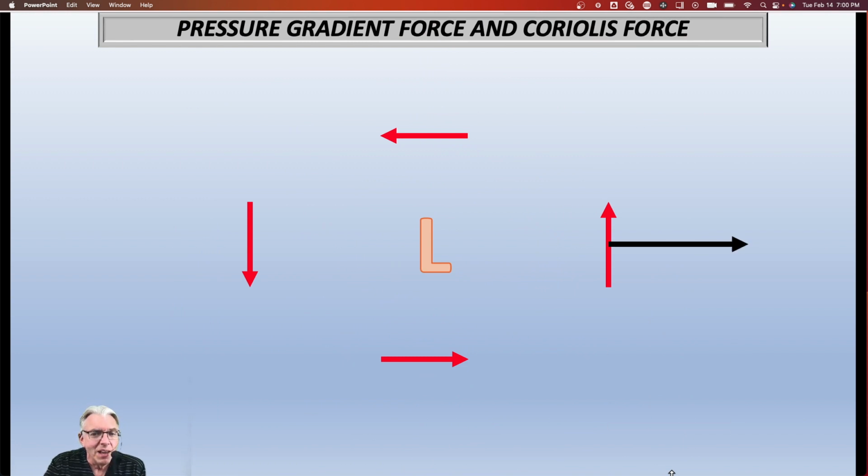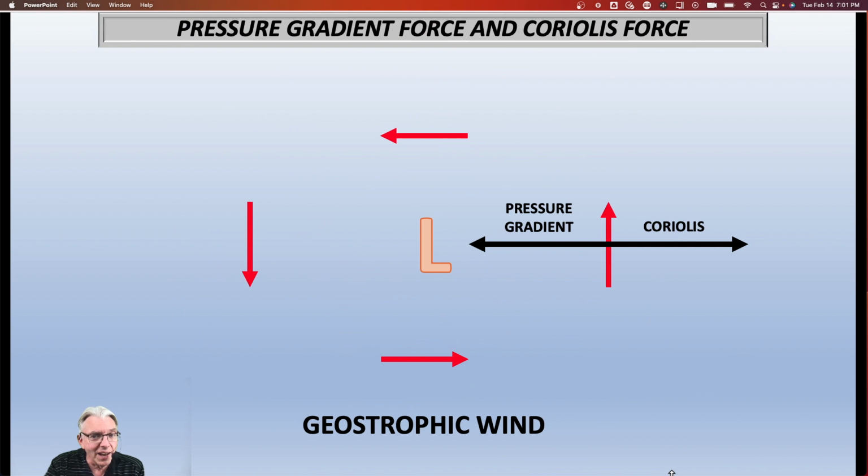Okay, so let's take a look at this in more detail and what may actually mess up that balance. So we've got the balance between the Coriolis force to the right and the pressure gradient force to the left. Now, let's introduce, and by the way, this is called in meteorology the geostrophic wind. It's a balance between the pressure gradient force and the Coriolis force.